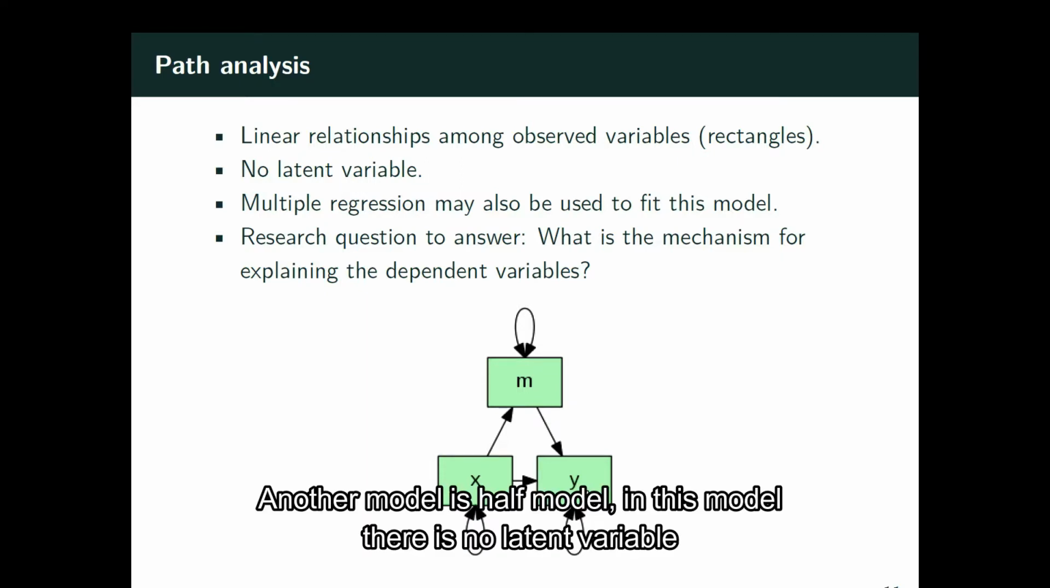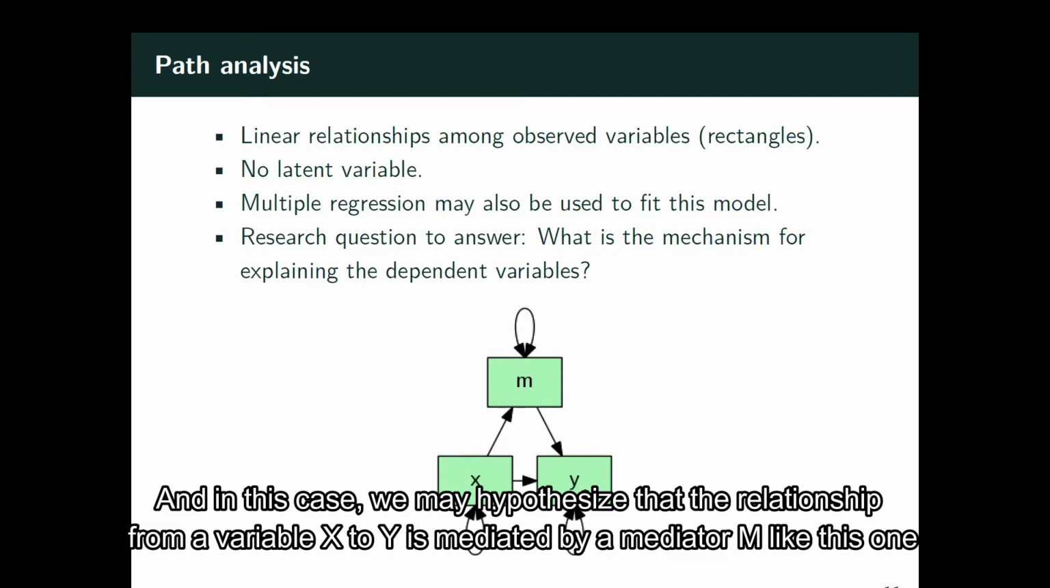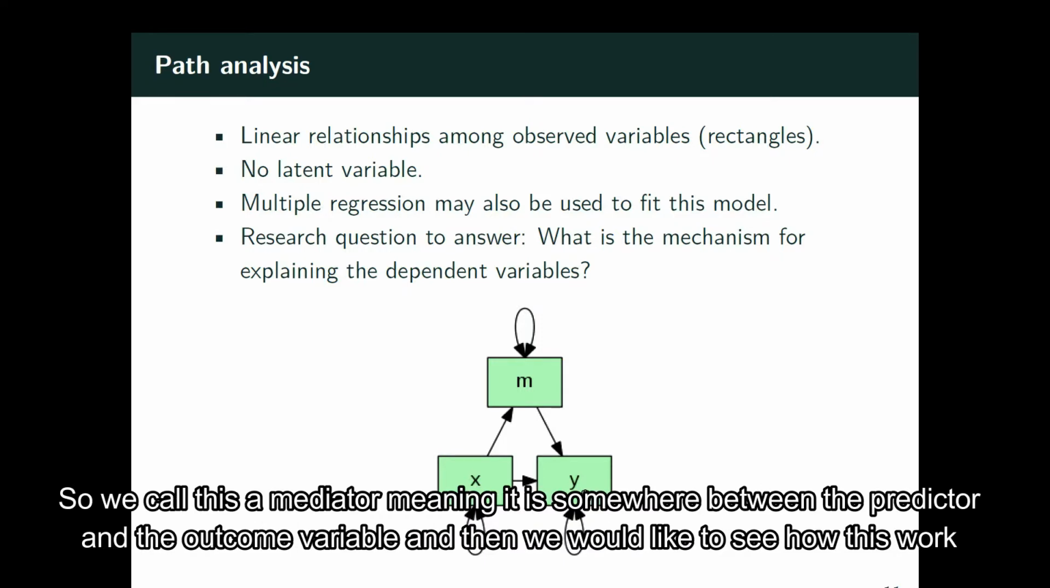Another model is the path model. In this model, there are no latent variables. For example, we may have a couple of observed variables like composite scores, and we are interested in how they are related. In this case, we may hypothesize that the relationship from a variable x to y is mediated by a mediator m, like this one. We call this a mediator, meaning it is somewhere between the predictor and the outcome variable. And then we would like to see how this works.